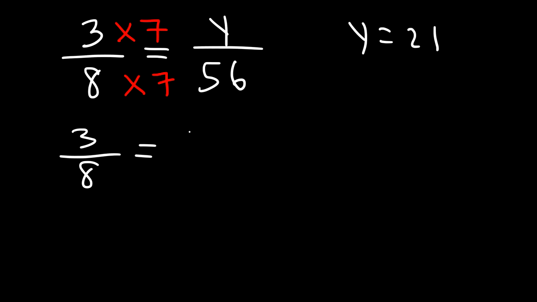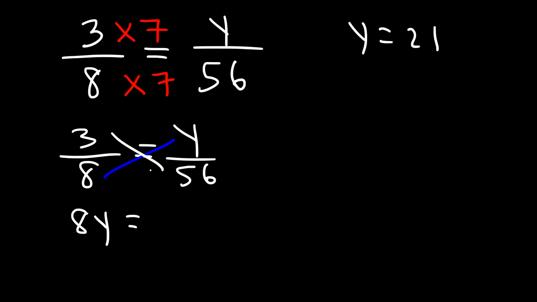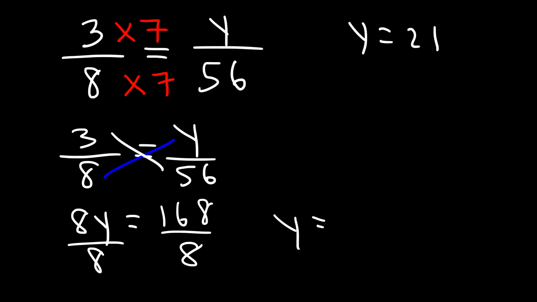Now let's cross multiply to confirm this answer. So 8 times y is simply 8y, and 3 times 56, that's going to be 168, and then we need to divide both sides by 8. 168 divided by 8 is 21, so we can say that y is 21.